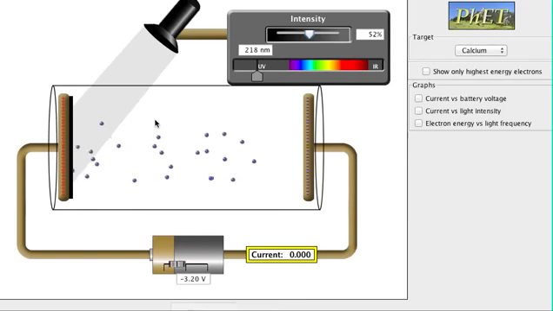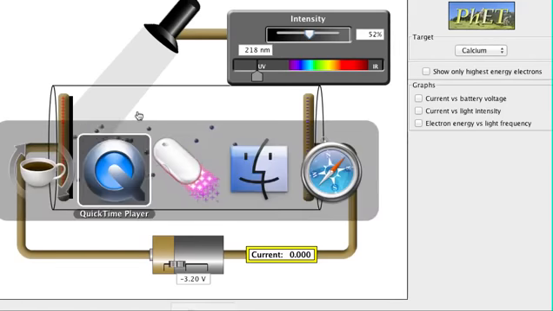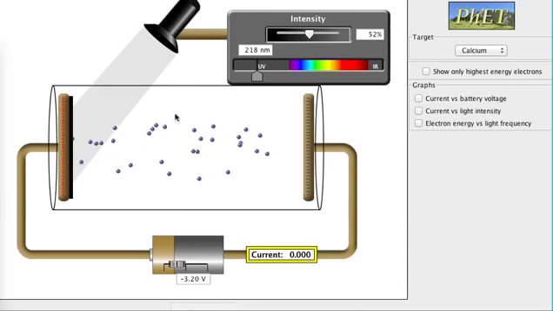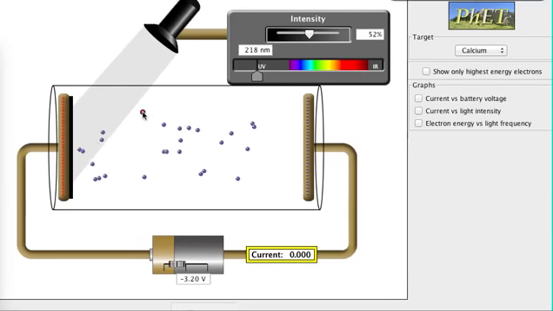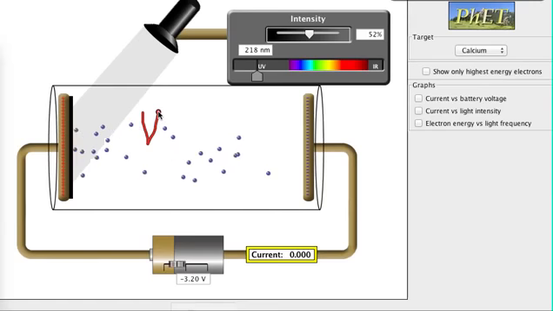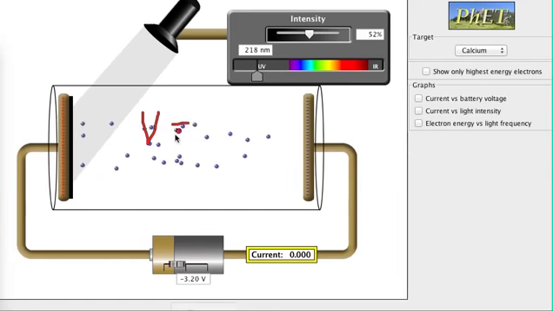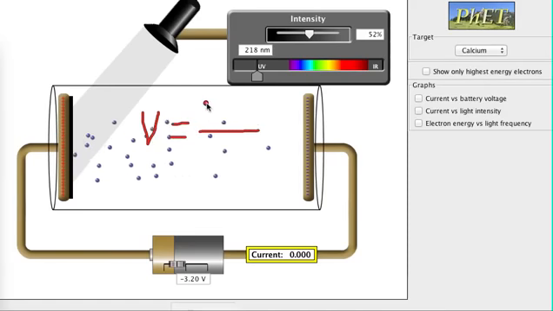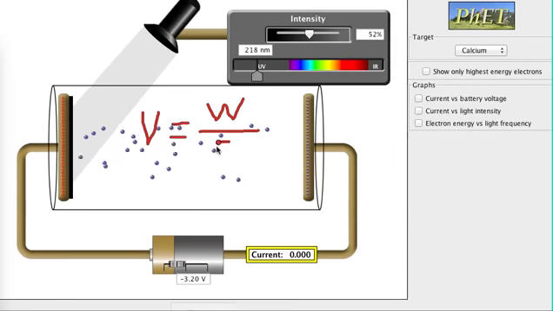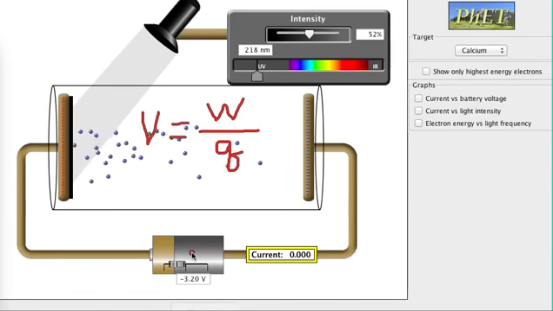Once we have the current down at zero, we can find the energy of these electrons by using the formula: voltage, that's the voltage of our voltage source, is equal to the kinetic energy of the electrons, which will go from the formula voltage equals work over charge. Again, the work is the kinetic energy of electrons, the Q is the charge of the electron, and V is the voltage required to stop the electrons. We know we stop the electrons when the current gets down to zero.